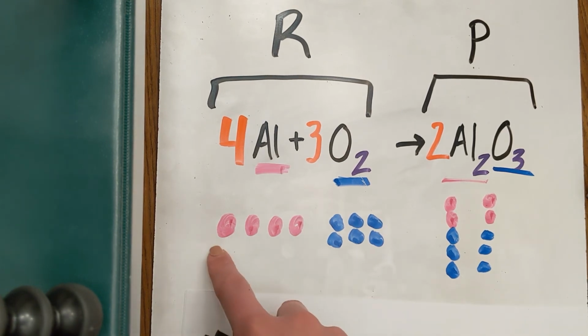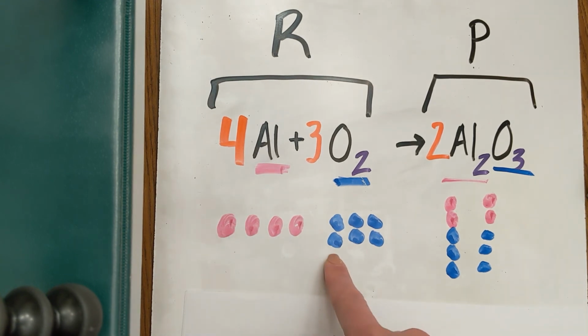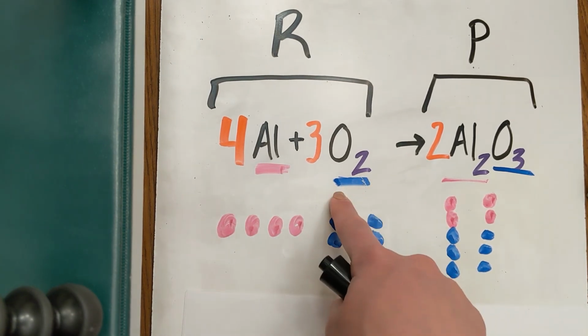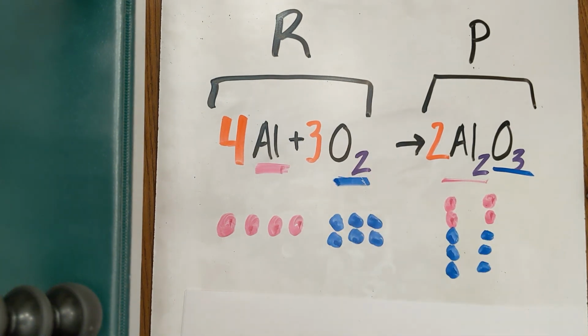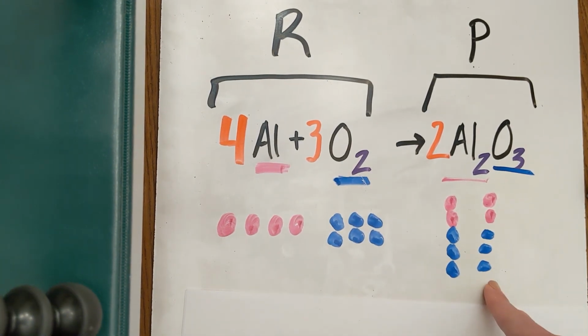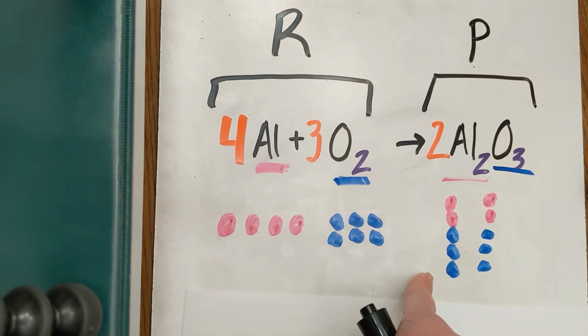So here are my 1, 2, 3, 4 aluminums. Here are my 1, 2, 3 oxygens, and I have 1, 2 oxygen per molecule. And here are my 2 aluminum oxide molecules with each of their 2 aluminums and their 3 oxygens.